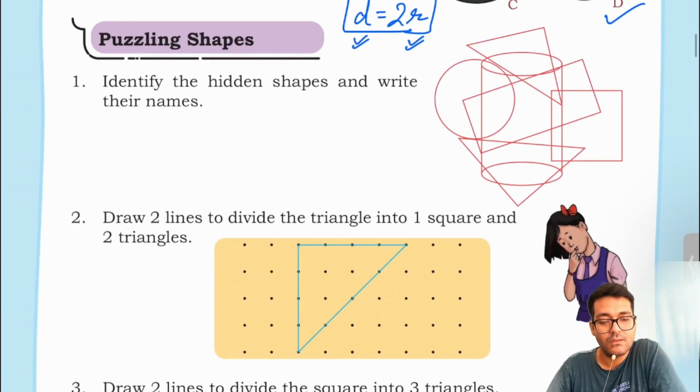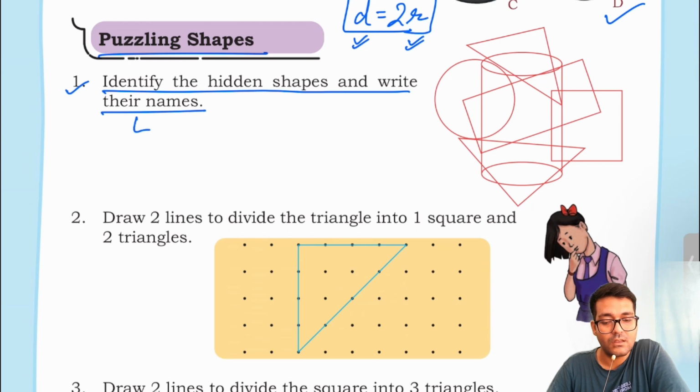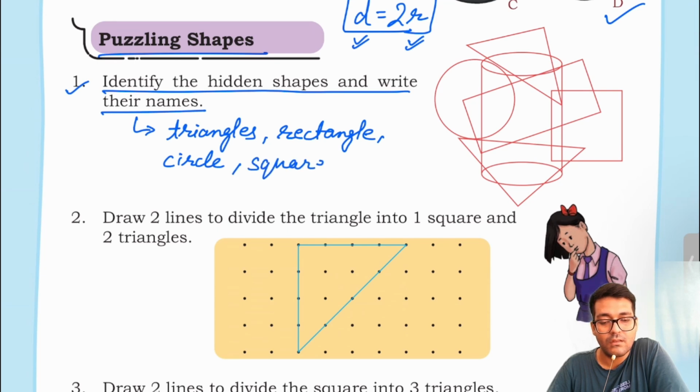Puzzling shapes. 1. Identify the hidden shapes and write their names. You will see here triangles, rectangle, circle, square and cylinder.